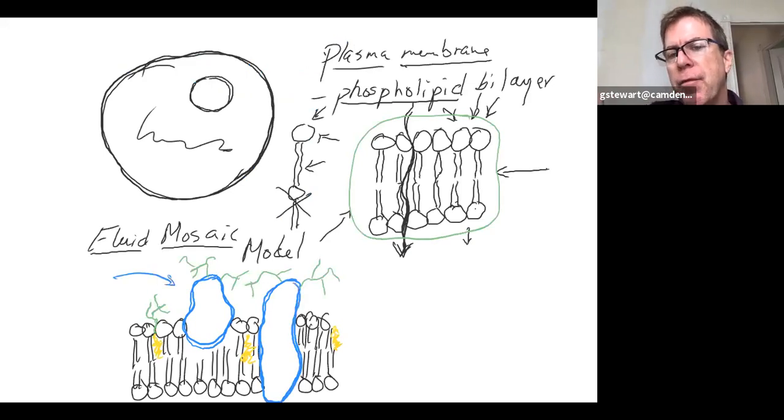These guys, the peripherals, they can move around like a ship at sea. They can move around this sea of phospholipids. The integral ones tend to stay put more. They're more structurally anchored. So let's go back to here.